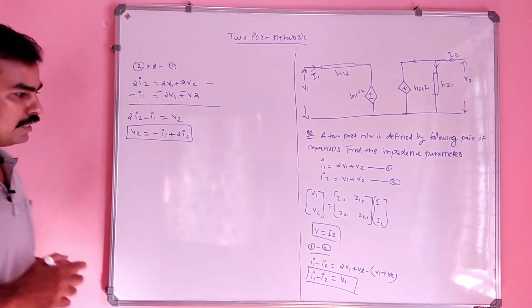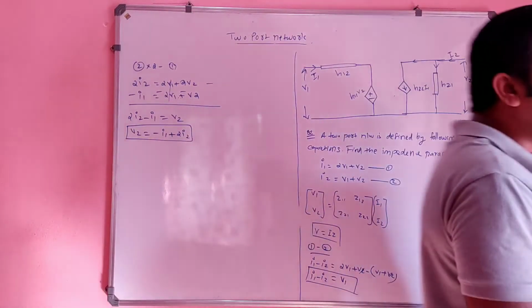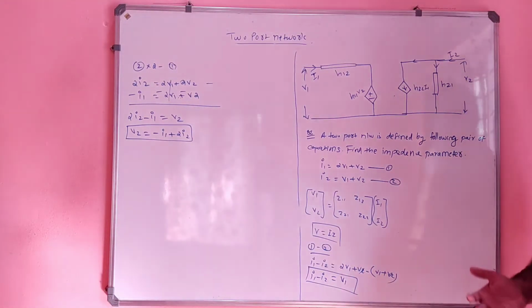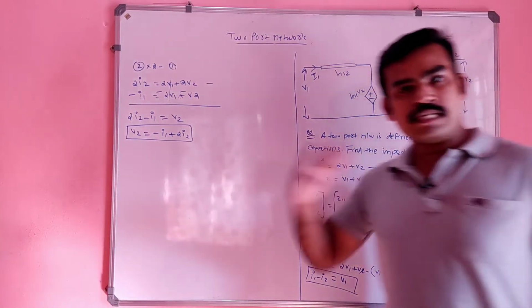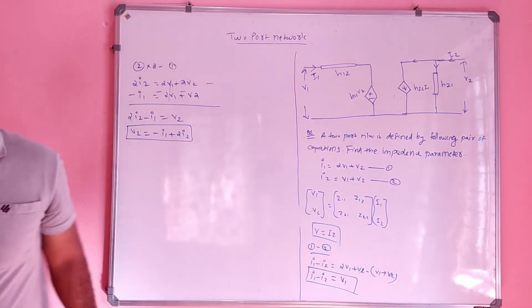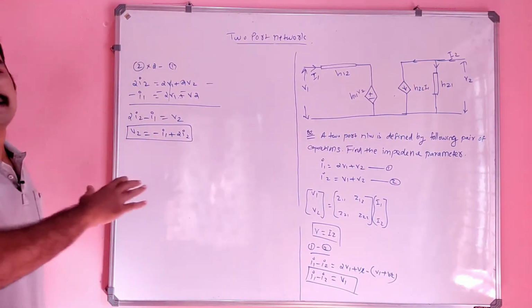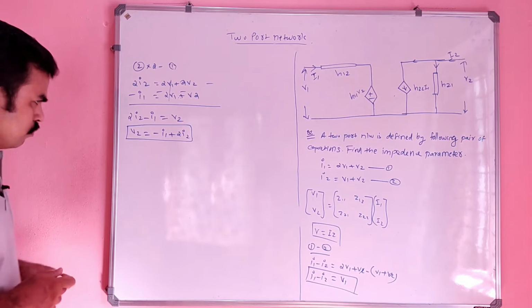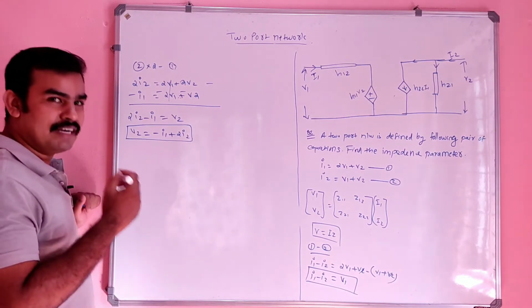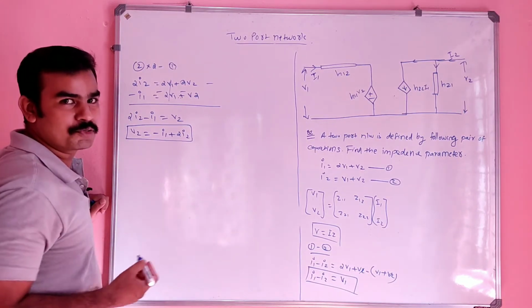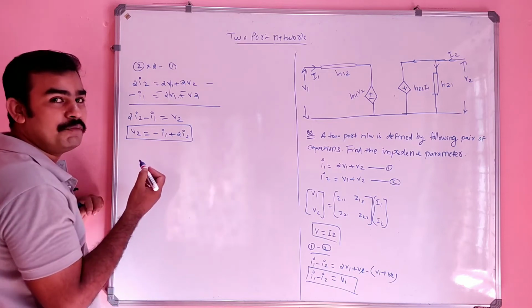Correct or wrong, beta? So now in your hand you have two equations connecting v1 equal to something and v2 equal to something. If this satisfies the form v is equal to iz, then what will be z11, z12, z21 and z22? Can you tell me that?